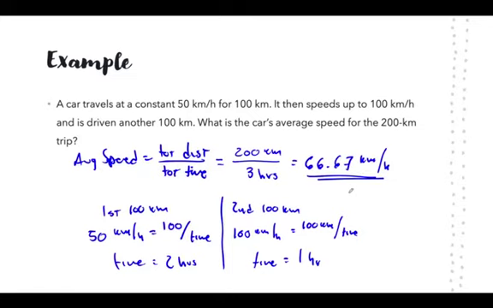So keep in mind that since he is driving at different speeds, the time for each half of the way is different. So we need to find the time for the first 100 kilometers and the time for the second 100 kilometers. That way we can find the total time.